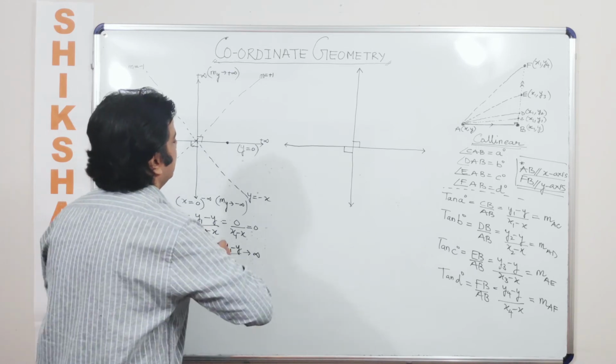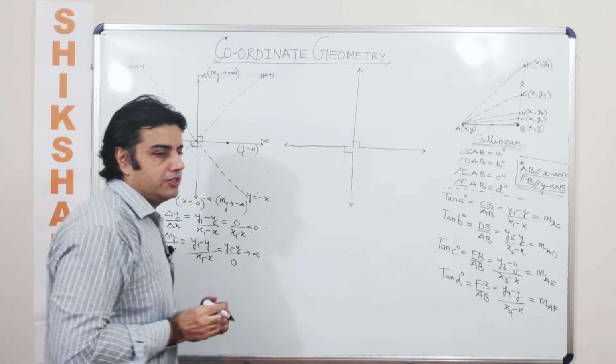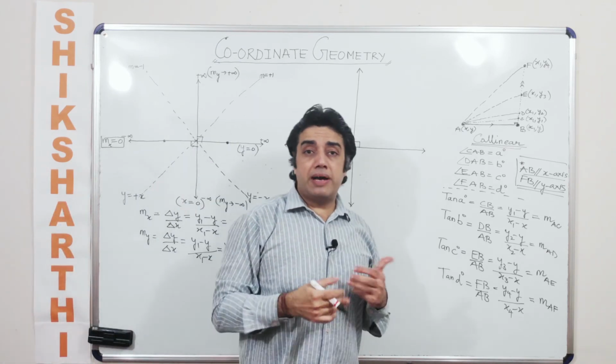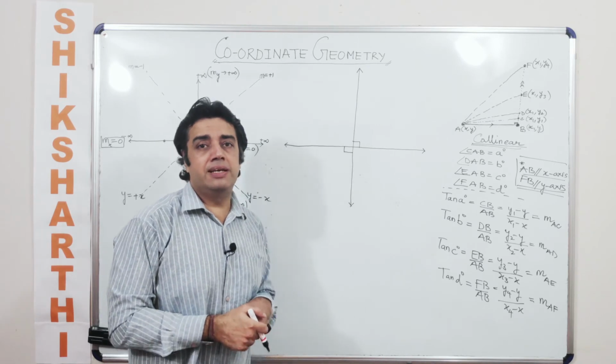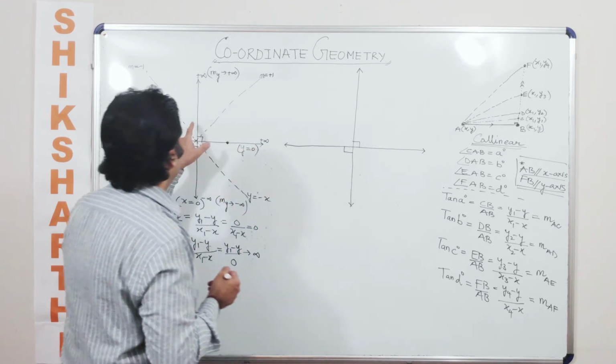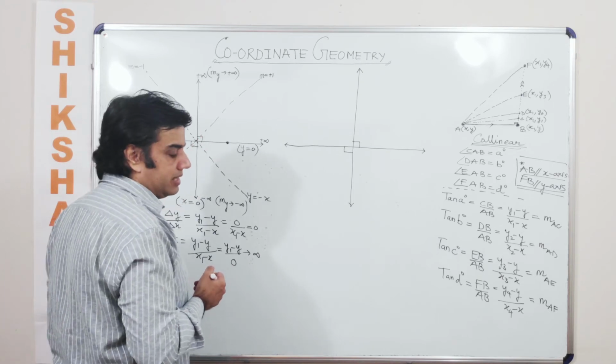Which is why you will see that in the first quadrant all the trigonometric ratios are positive. And why are all the trigonometric ratios positive in the first quadrant? It is because the angle that you are taking is lesser than 90 degrees. So in that case, theta becomes what?